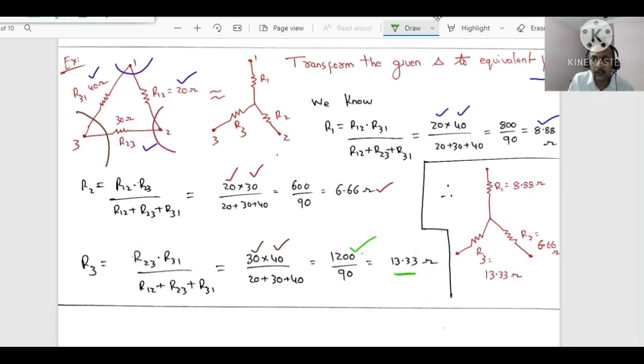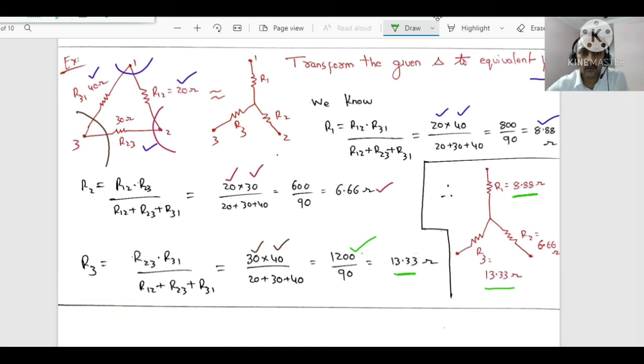So what does that mean? This delta connection is equivalent to a star connected network like this, where R1 equal to 8.88 ohms, R2 equal to 6.66 ohms, and R3 equal to 13.33 ohms. Like this you have to do the substitution. Clear? This is what is called delta to star transformation.